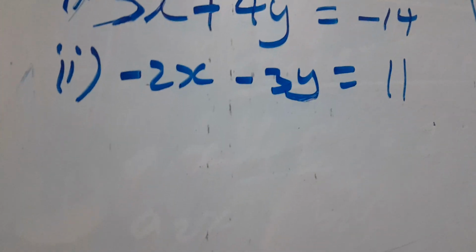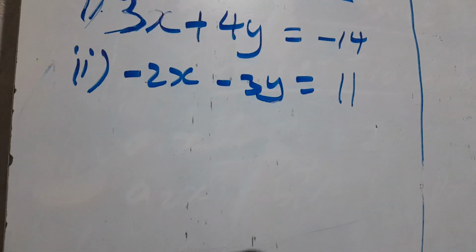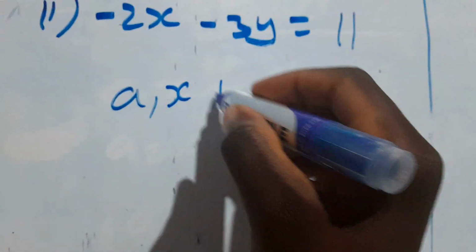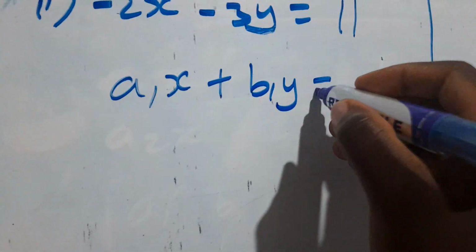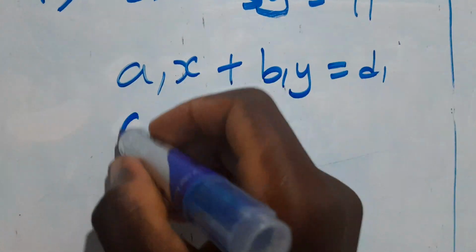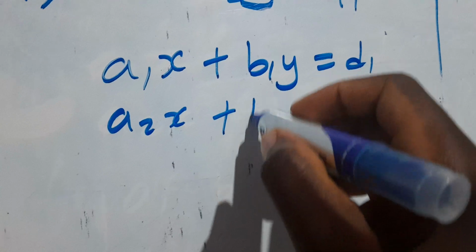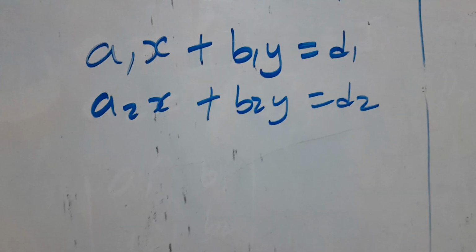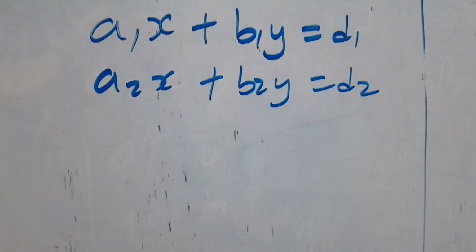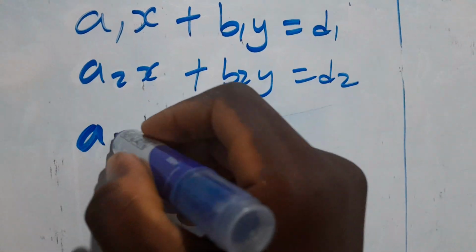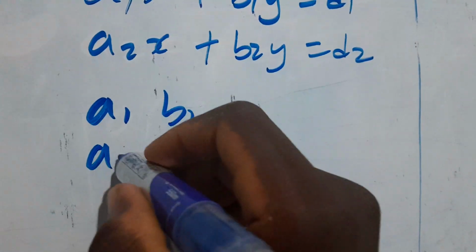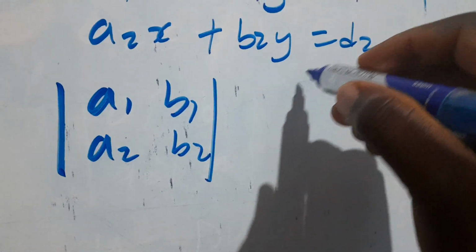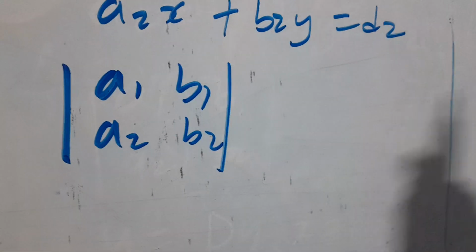The equations we have can be put in a standard form: a1x plus b1y is equal to d1, and a2x plus b2y is equal to d2. This is the standard form of our two equations, and we can put this in matrix form, with a1, b1, a2, b2 like this. We can also have d1 and d2.